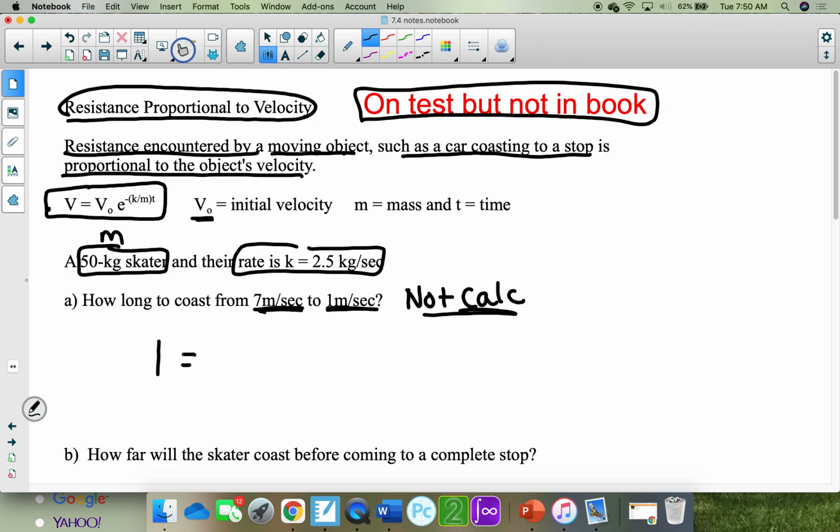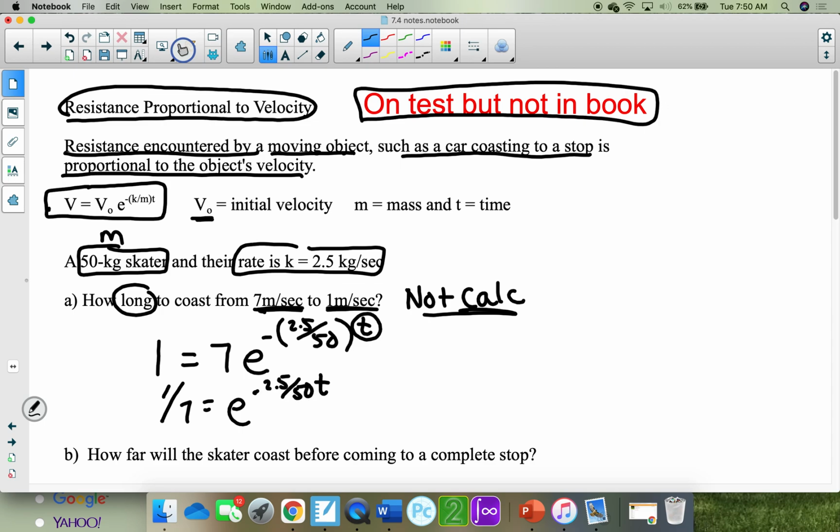So the 1 is going to go on the left side, and the 7 goes on the right side. 1 equals 7 e raised to the negative 2.5 divided by 50, t. We're trying to figure out what the time is. So I'm going to divide both sides by 7, giving 1/7 equals e raised to the negative 2.5 divided by 50t. If I want to get e alone, I'm going to natural log both sides. As long as you natural log both sides, you're good.